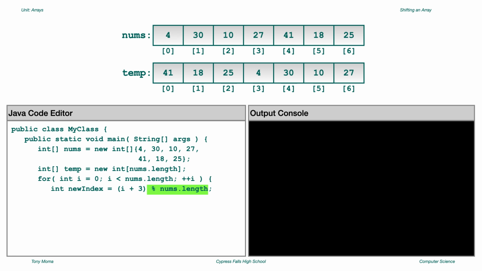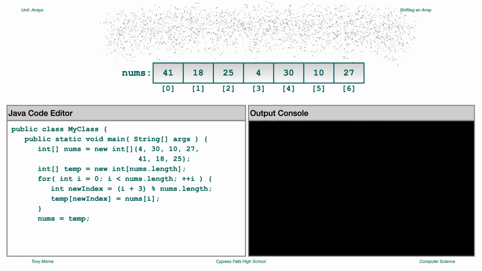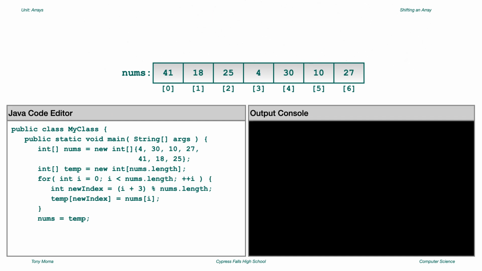Afterwards, now that the new index is completed, we can then use that index inside temp to assign the value at index I of the nums array to that location. And then that would complete the for loop, thus shifting all the elements to its new spot. Once done, all that's left to do is to assign temp to the nums instance variable, thus moving the nums instance variable to the new array and destroying the original array, thus completing the shift.